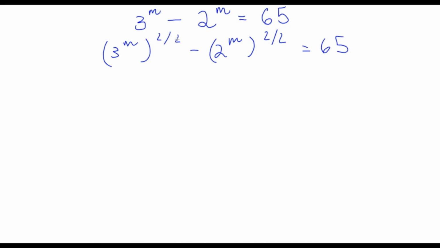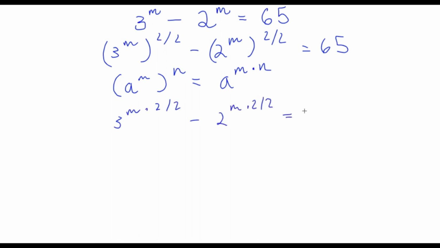Now 2 over 2 is the same thing as 1. So we're basically saying 3 to the power of m to the power of 1, which is the same thing as 3 to the power of m. So we didn't make any major changes here. Now if we have something in the form a to the power of m to the power of n, this is equal to a to the power of m times n. So I'm going to use this exponential property for both 3 to the power of m to the power of 2 over 2 and 2 to the power of m to the power of 2 over 2. So now I have 3 to the power of m times 2 over 2 minus 2 to the power of m times 2 over 2 is equal to 65.